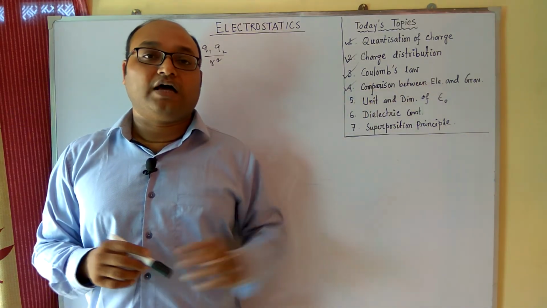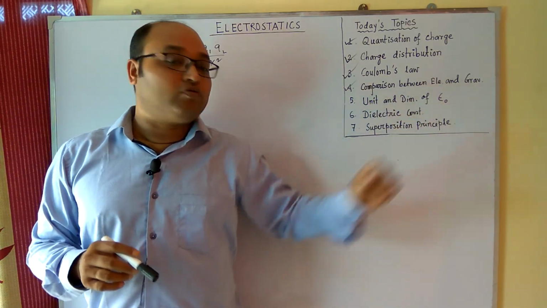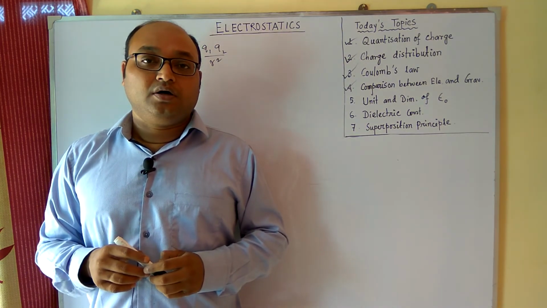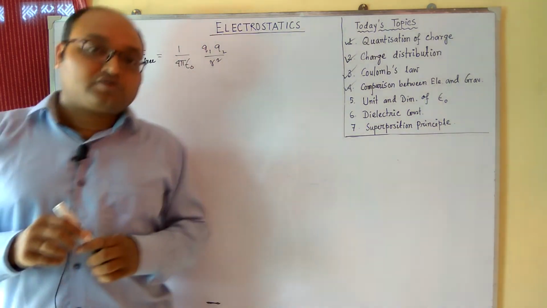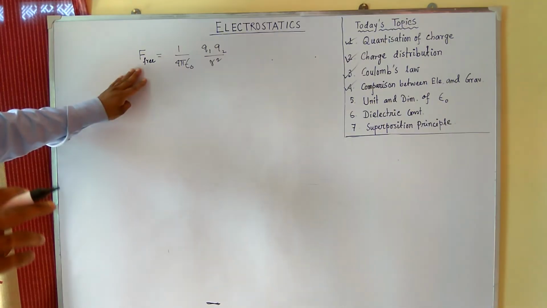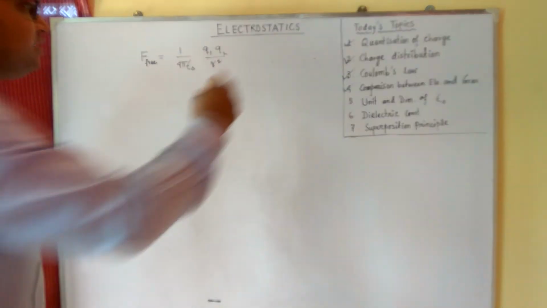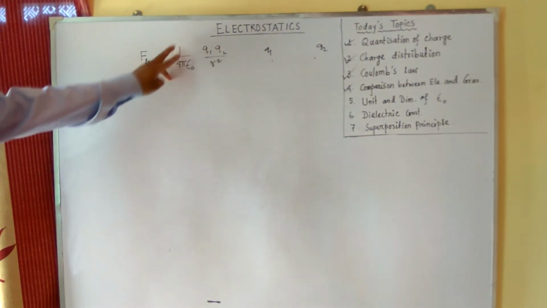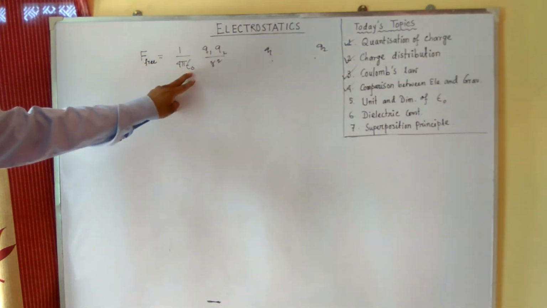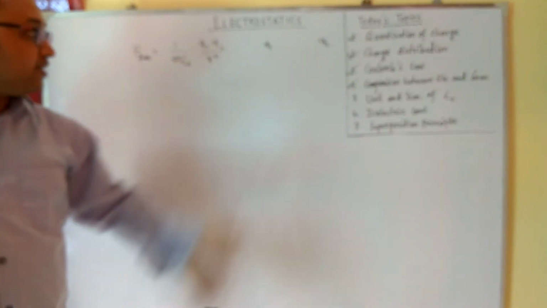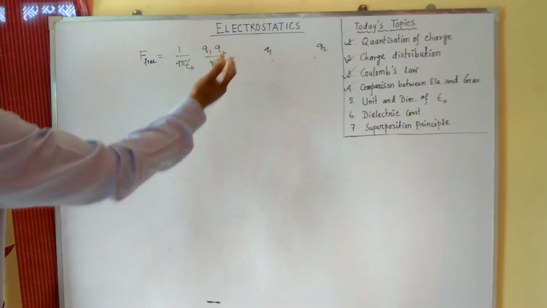As in topic 4, I have stated that the electrostatic force is a medium-dependent force, whereas the gravitational force is independent of the medium. So if two point charges are placed in free space, the force between these two charges Q1 and Q2 can be written as F free is equal to 1 by 4 pi epsilon 0, where epsilon 0 is the permittivity of free space, into Q1 Q2 by R square.